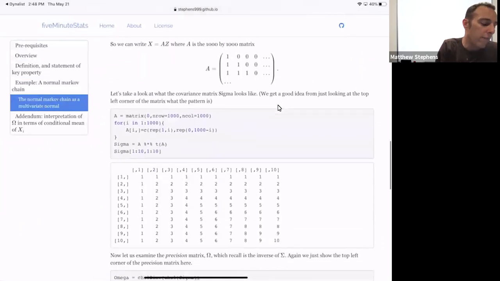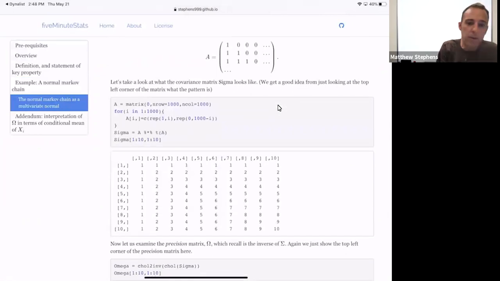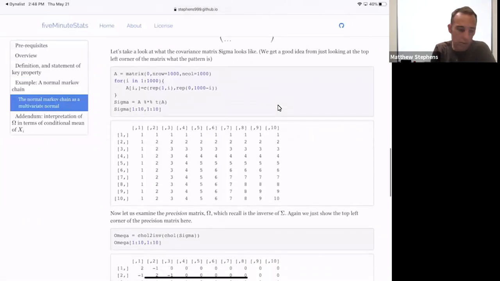Okay, so what's its covariance matrix? Well, it's AA transpose, and here it is. If I compute sigma equals AA transpose and plot it, it's got a very interesting structure. It's got ones on the first row and column, twos on the next row and column, threes in the next row and column. Not surprising because A had a very strong structure as well.